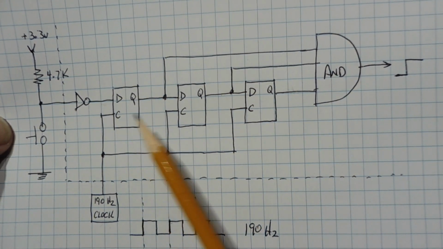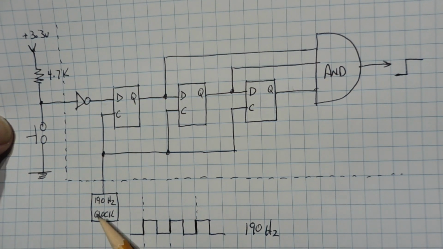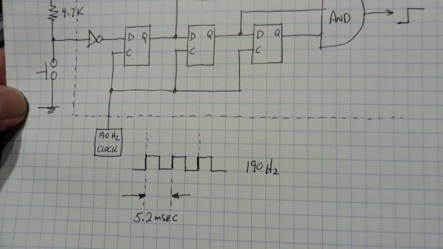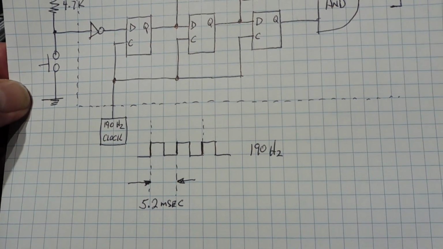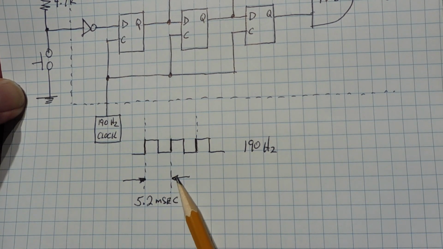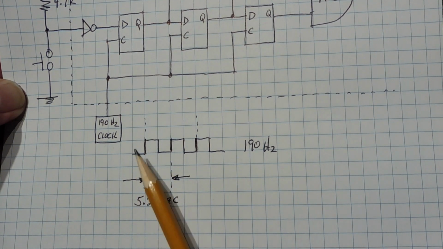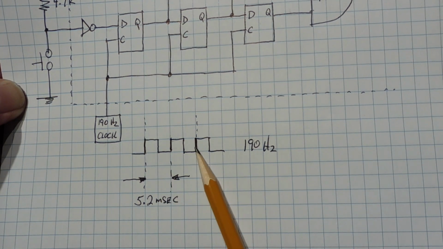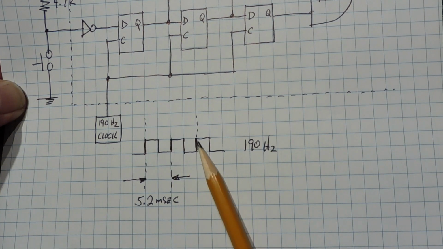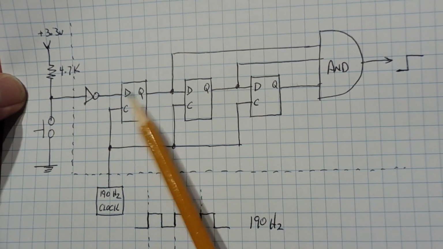And all three clock inputs to the D flip-flops are tied together, and they're being fed with a 190 Hz clock. Now that 190 Hz clock is my low frequency clock, and that's what's going to give my time delay. So one period of 190 Hz is 5.2 milliseconds, that's from there to there. In two periods, it'll be 10.4 milliseconds. Now in 10.4 milliseconds, we're going to have three leading edges of the clock. And three clock pulses is what's going to feed anything through this shift register.